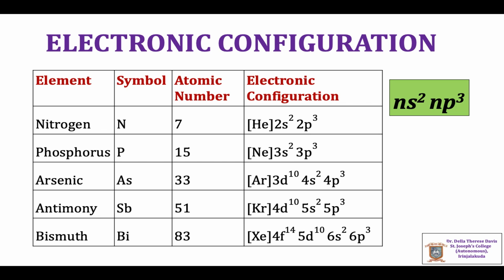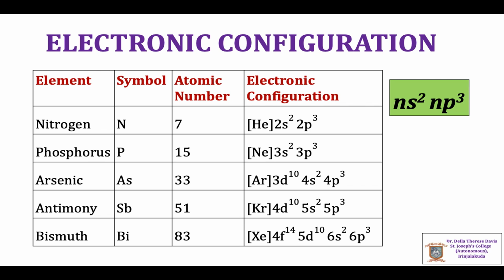For arsenic and antimony, the electrons are filled in the d orbitals, the (n-1) d orbitals. Thus the electronic configuration of arsenic is argon plus 3d10 4s2 4p3. That of antimony is krypton plus 4d10 5s2 5p3.